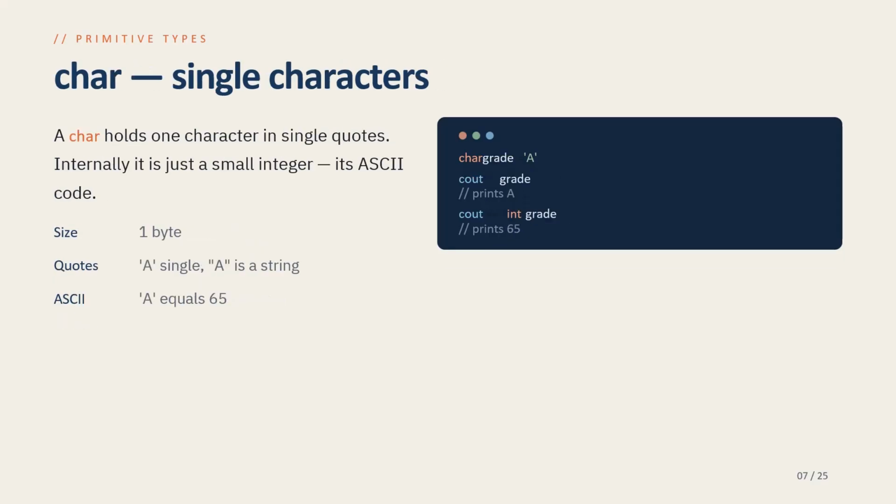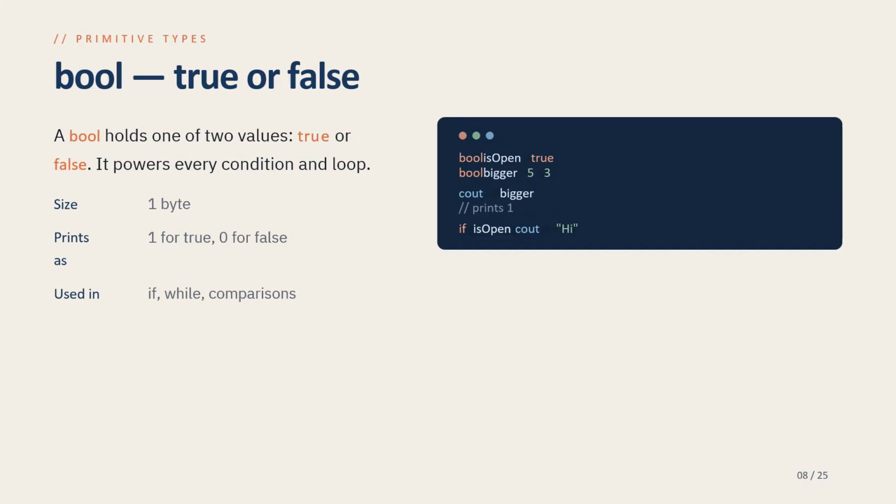So next is the char data type. It stores a single character enclosed in single quotation marks. Internally, every character is represented using its ASCII code. For example, the character A has an ASCII value of 65. This relationship between characters and numbers is useful in many programming applications.